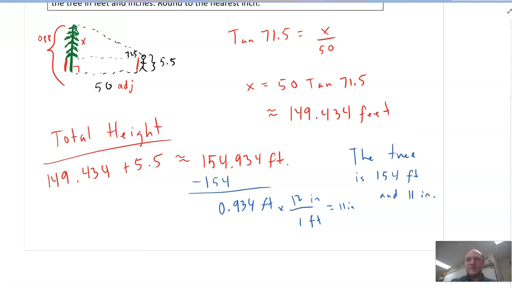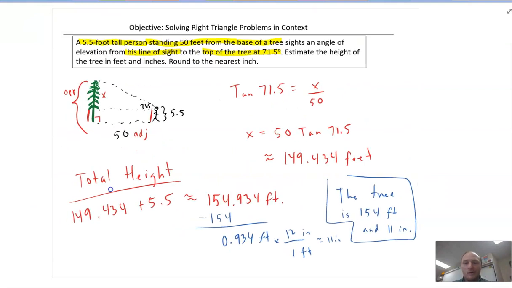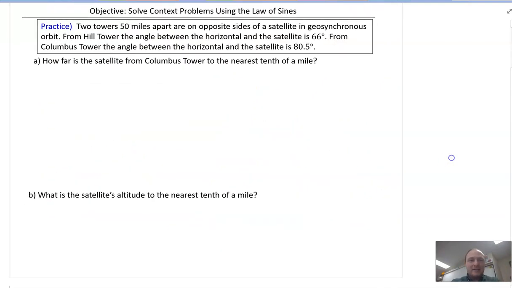All right, there you have it. That's the height of the tree. See, so these problems aren't too bad. You do need a picture, and then you need to know what you can apply. I have a practice problem here for you, and it is a pretty good practice problem. Please pause the video. I want you to try this. Make sure you draw a picture. If you need to take a peek, I'll reveal part A and then part B later on.